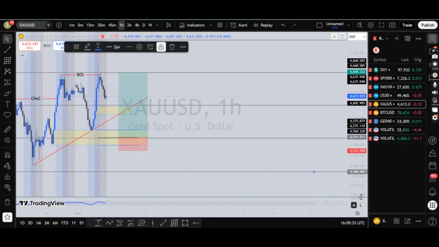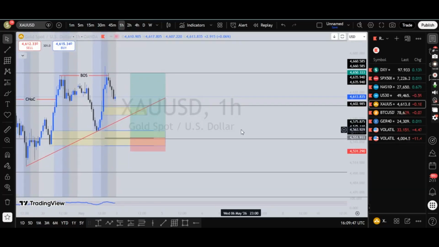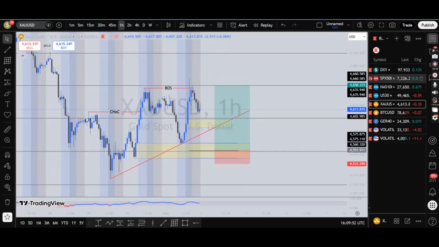Look at this zone. This is what, 4,500. The next zone is what, 4,550. The next one is what, 4,600. Basically, I'm marking my zones with 500 pip differentials. And what does that mean? It also acts as support and resistance for me in the markets. That is what I basically use it for.